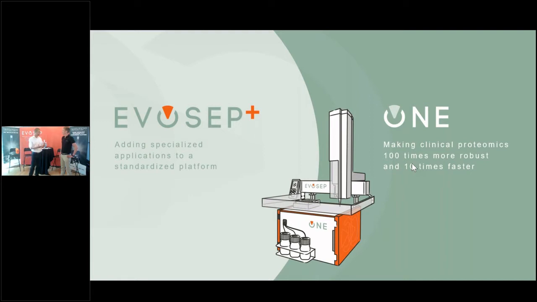We also have the extended method, which is not a standard method. It's longer, it's not throughput, but it is going to give you additional depth to a proteome. The reason it's a Plus is because it doesn't have the throughput that we really want to have in the Evosep One platform. That's available now. The single cell and the lipidomics are not available just yet, but will be available very soon. We are also working on other applications, and we're going to continue this journey and add functionality to this platform.